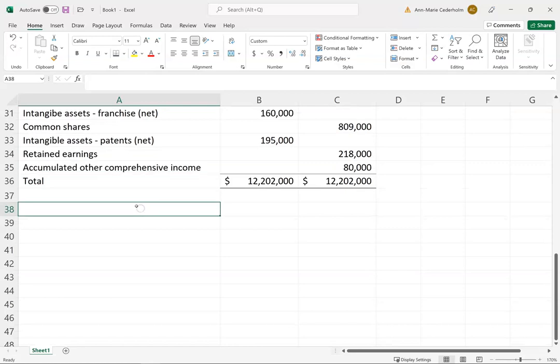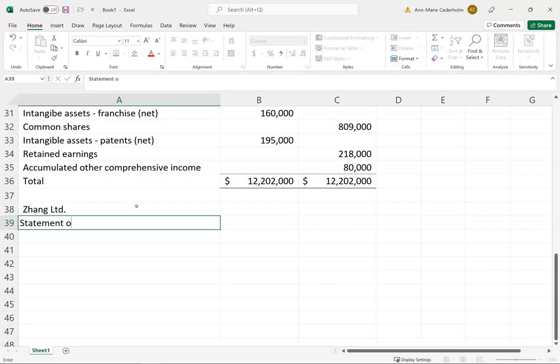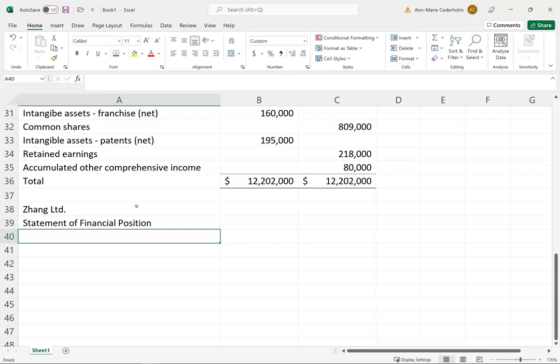And I'll probably end up color coding this. So I'll start with the name of the company and then the name of the sheet. So this is the statement of financial position, which is also known as the balance sheet. And then it's just put the date, not for the year ended or for the month ended, because this is a snapshot. So this is a list of the accounts and their balances at December 31st, 2020.